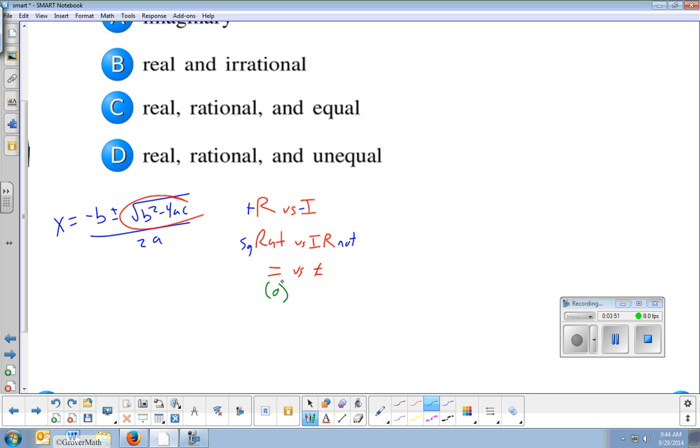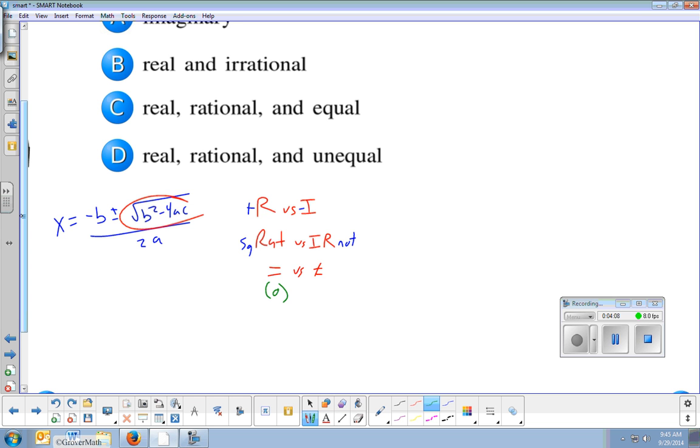So we consider that to be 2 equal roots. If it's any number other than 0, like if it's 4, 5, 6, 12, whatever, adding it and subtracting it will give you 2 separate things. So if it's 0, then it's equal. If it's anything other than 0, it's unequal.